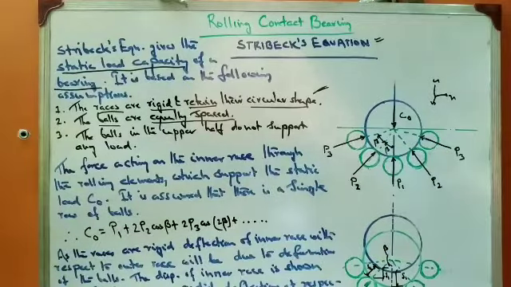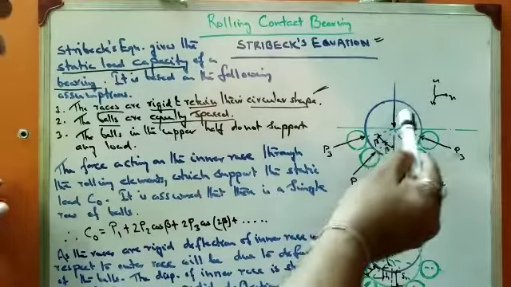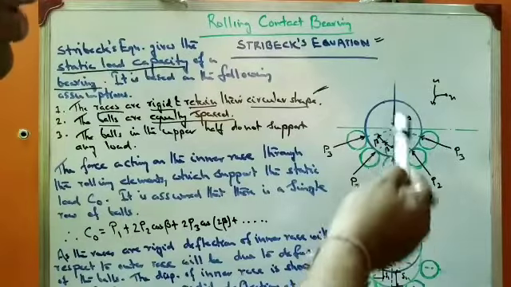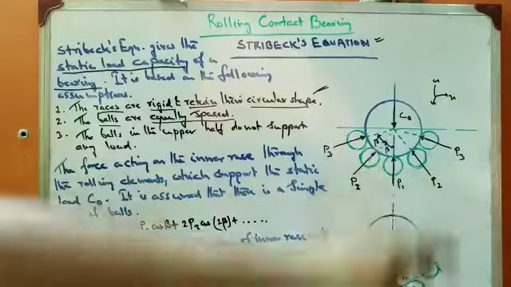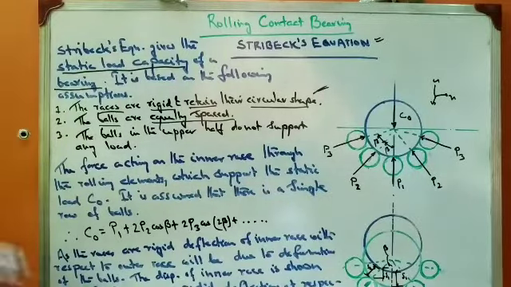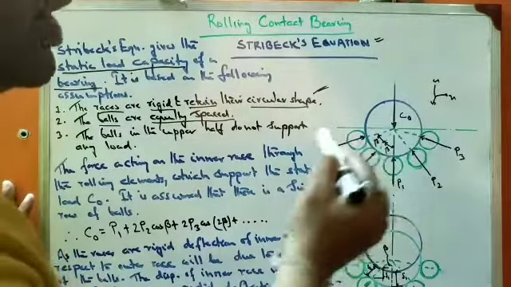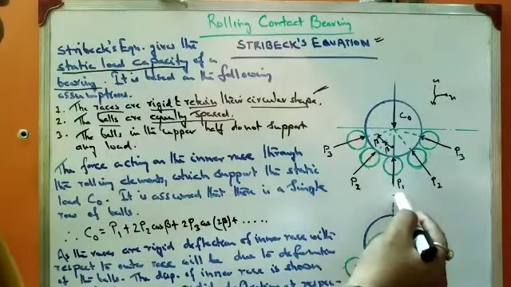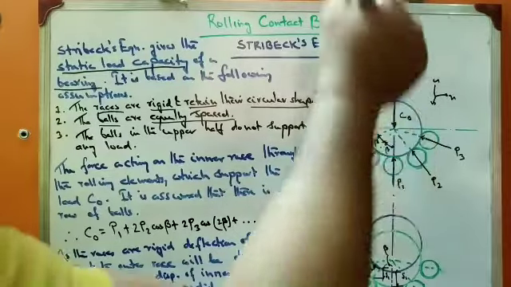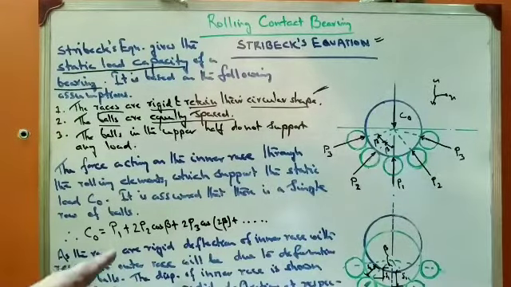Now in this condition, if you analyze the equilibrium condition, what are the forces acting over here on the race? You could see that C0 is the load acting, and there are balancing loads. C0 is acting in the downward direction, and P1 is acting in the upward direction, and that is a reaction force.